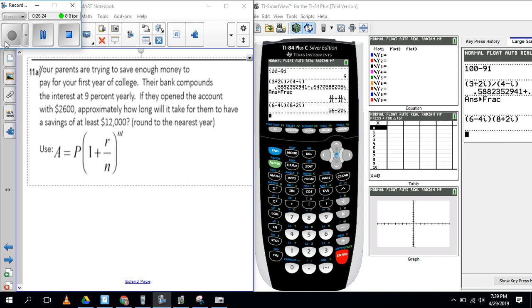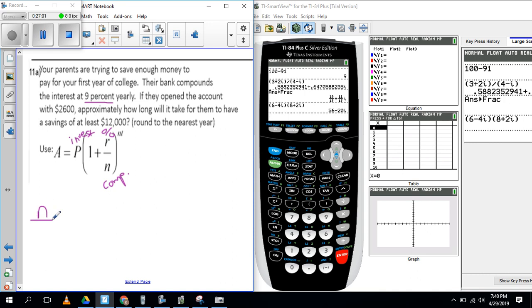Okay, so first of all we're going to plug in what we have. Okay, so we know it's at a 9%. So remember, if we go through this, P is what we start with. That's what we invest. R is that percent that we're going to change to a decimal. N is how it's compounded. Is it compounded yearly? And let me give you some examples for N.